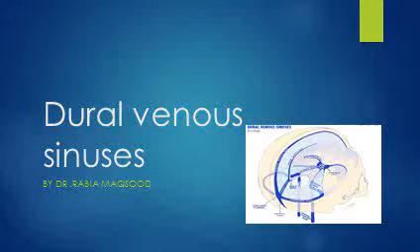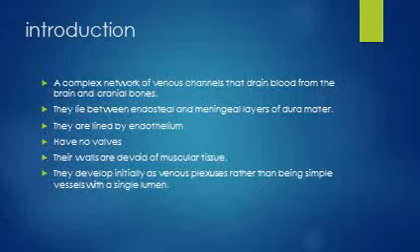The topic for our discussion today is gross anatomy of dural venous sinuses. What are dural venous sinuses? A complex network of venous channels that drain blood from the brain as well as cranial bones.